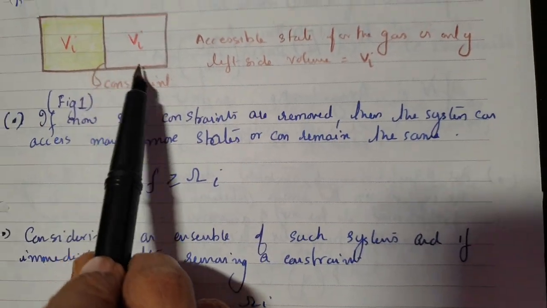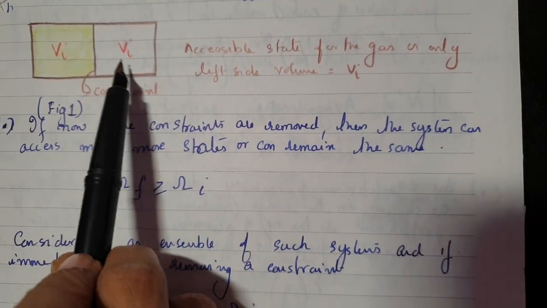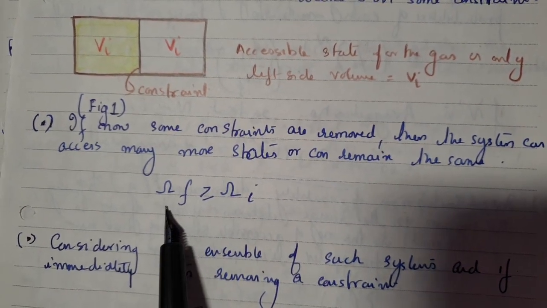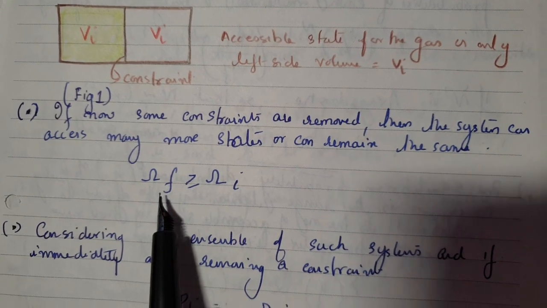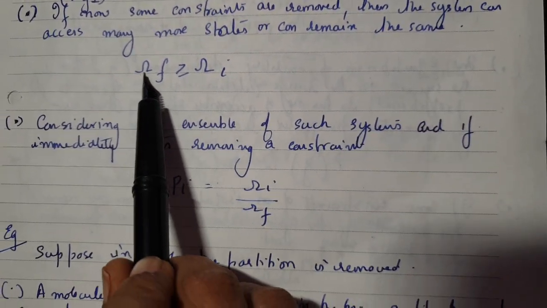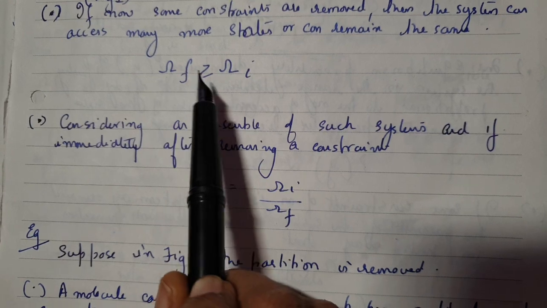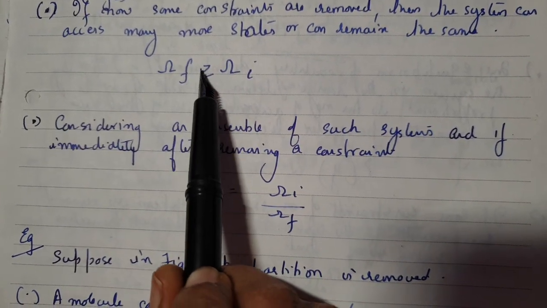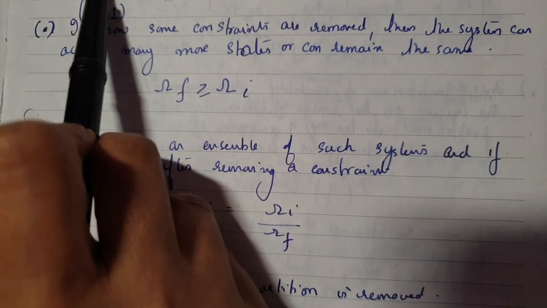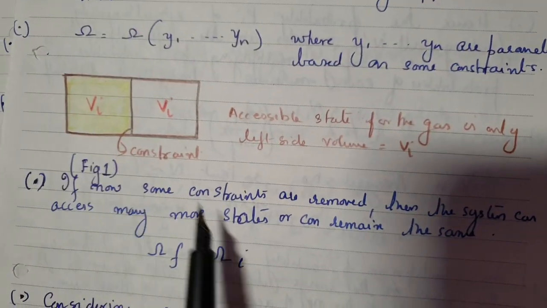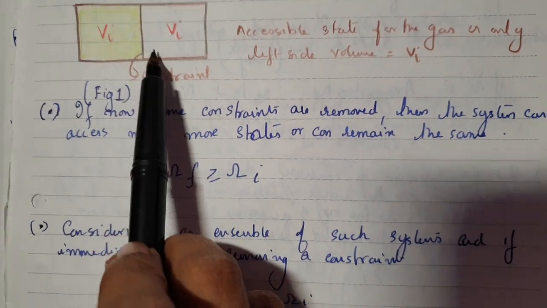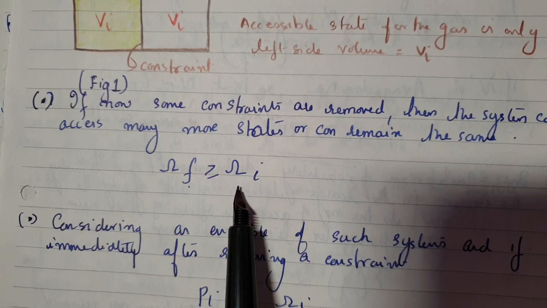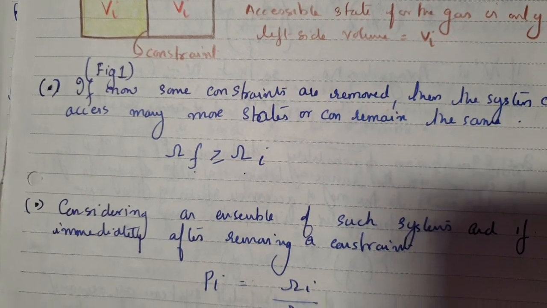Now the accessible states become more. It can access this side also, this side also. Anytime it can be anywhere. So we have already defined our number of states that the system can access by this symbol, that is omega. And if I'm saying this omega is final, it will be more than that of the initial. Initially it could contain only the left side, but now once I remove this constraint, the final number of states will be much bigger than the initial number of states.